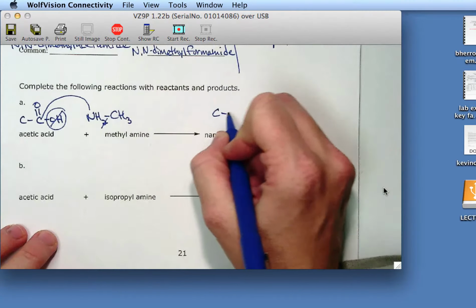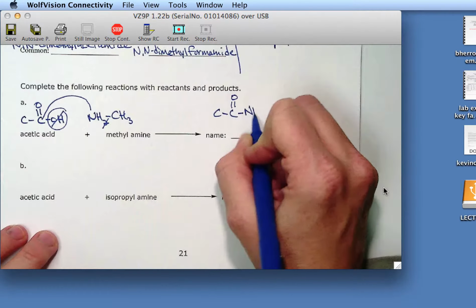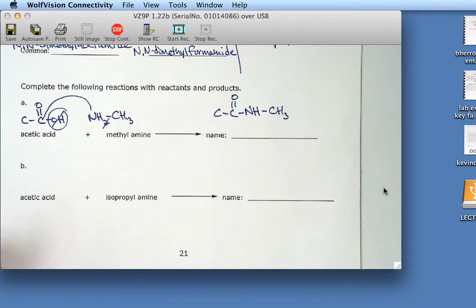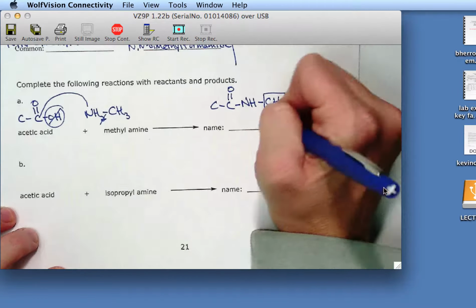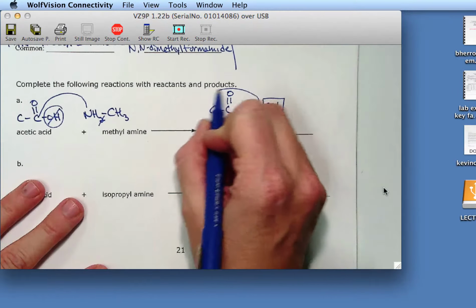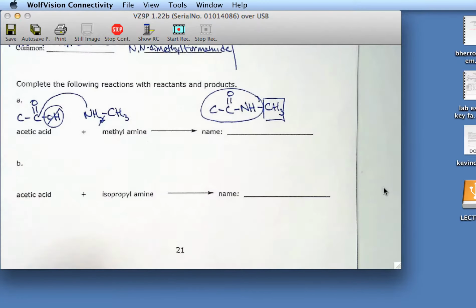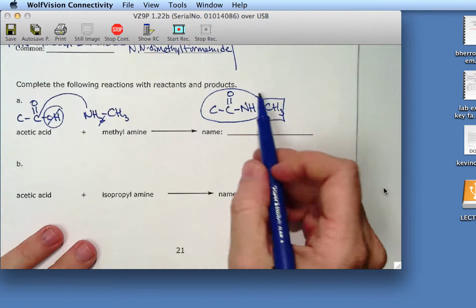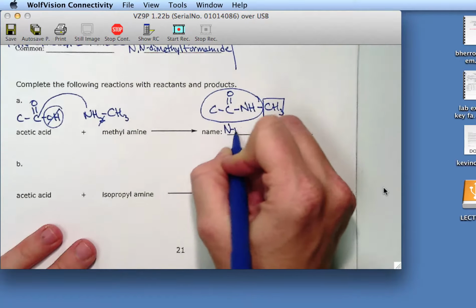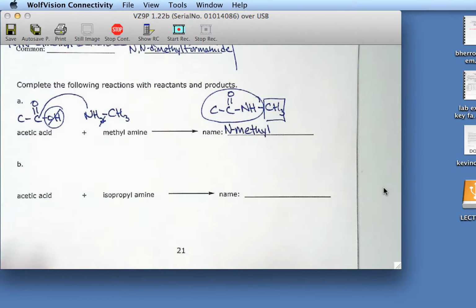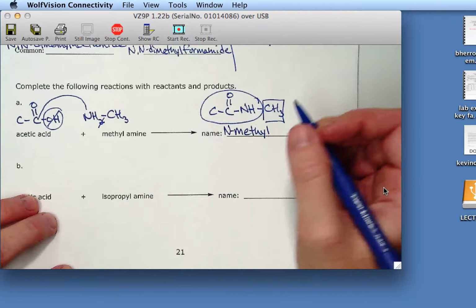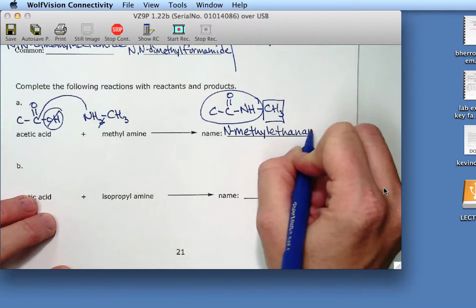So you end up with, all right, tell me where to square, tell me where to circle. Square the CH3. Good. And then circle all the rest. Excellent. So now that it's squared and circled, hopefully it's easier to name. So the square is N-methyl. And I didn't specify whether I wanted IUPAC or common, so you name it however you want it. Good. N-methylethanamide, yes.